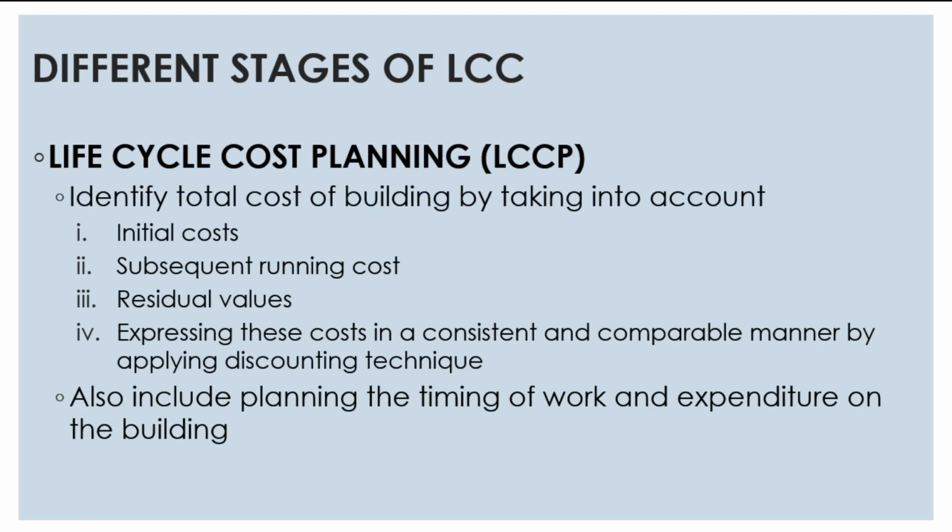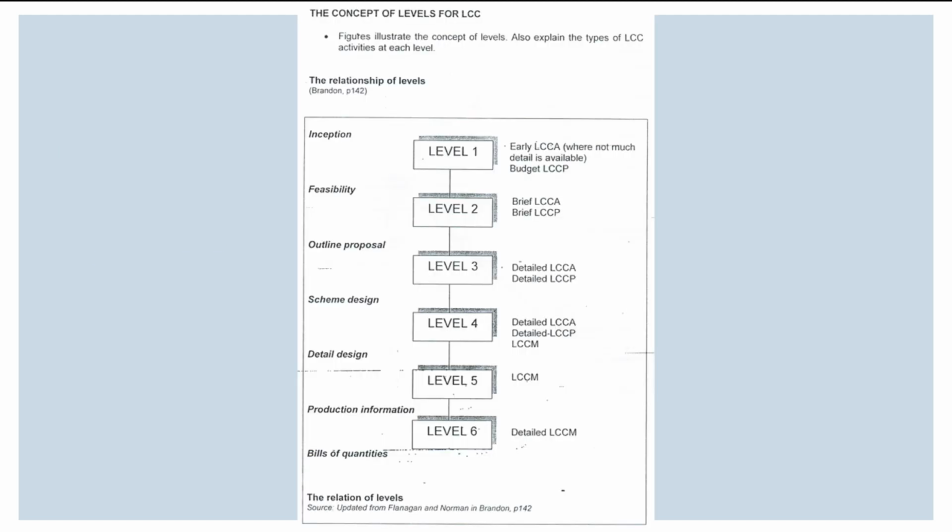And the last one is life cycle cost planning, which is to identify the total cost of the building, and also plan the timing of work and expenditure of your project. Okay? So by using LCCA and LCCM, you then construct your own life cycle cost for the building. So that is called life cycle cost planning.